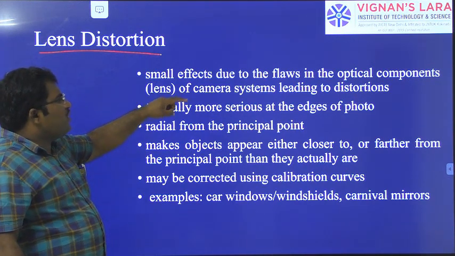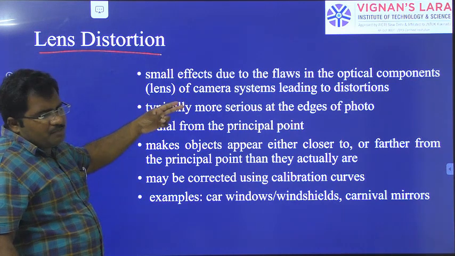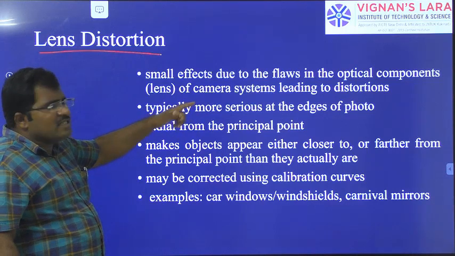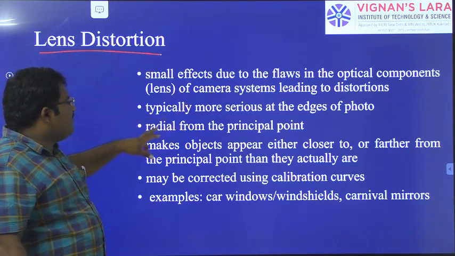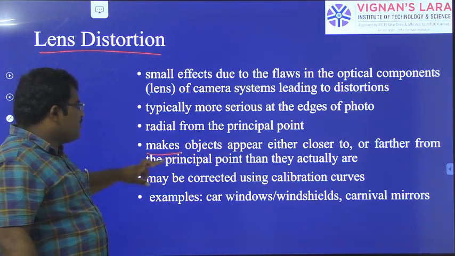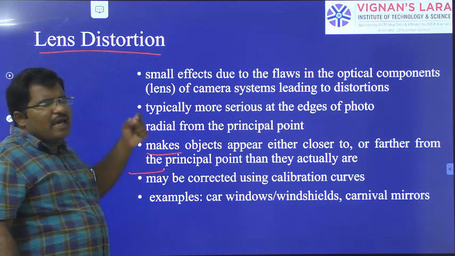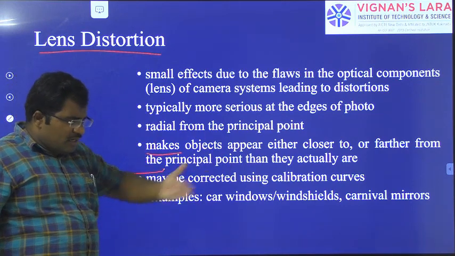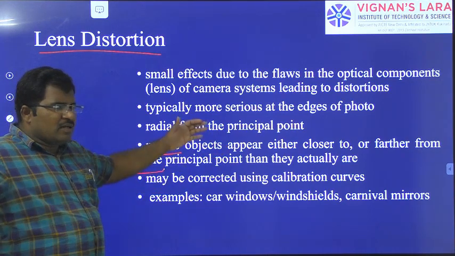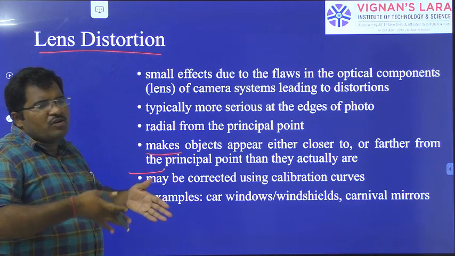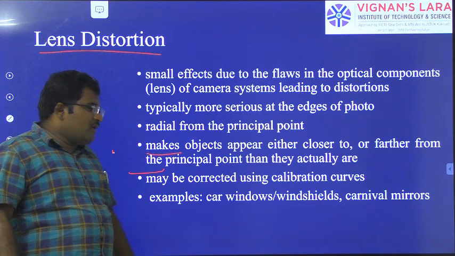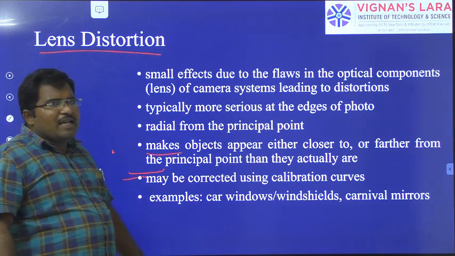Lens distortions are small effects due to flaws in the optical components of the camera system. They are typically more serious at the edges of the photo. Radial effect from the principal point makes objects appear either closer to or farther from the principal point than they actually are. Two separate points may be merged at one location. These may be corrected using calibration curves.